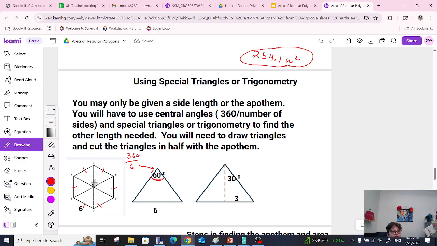Now, the apothem is when you draw a height from the center to the opposite side. It turns out that the height of any of these triangles here is the apothem. So right here, this side here is your apothem.